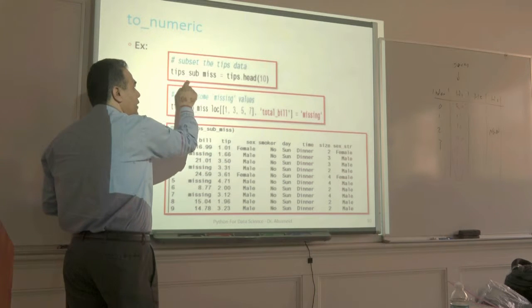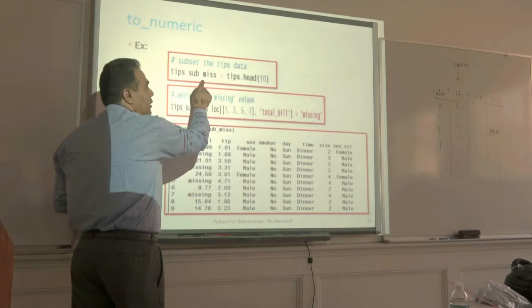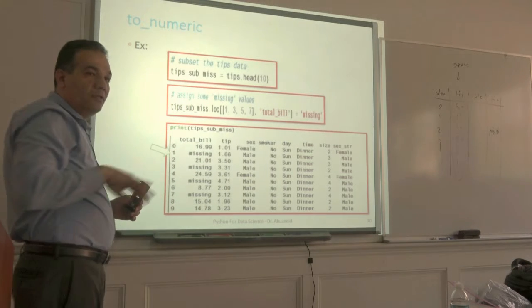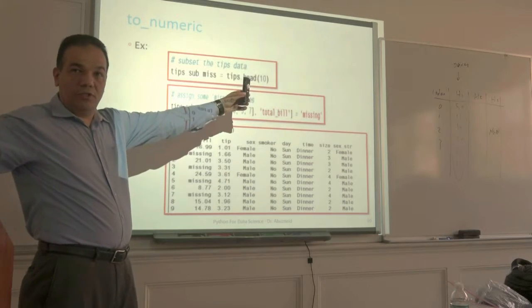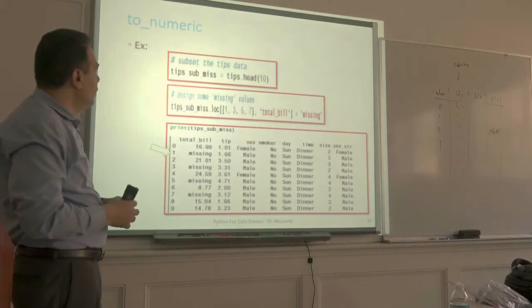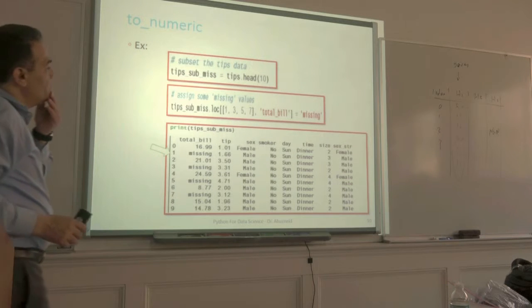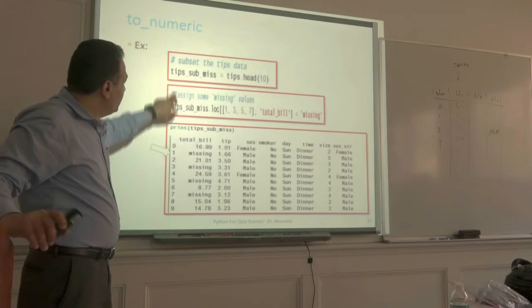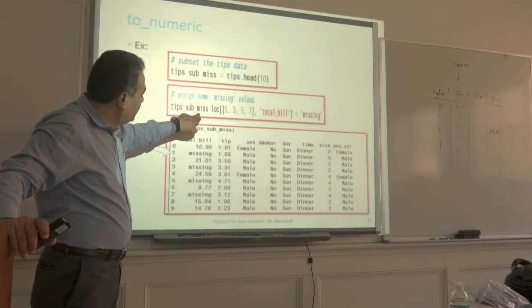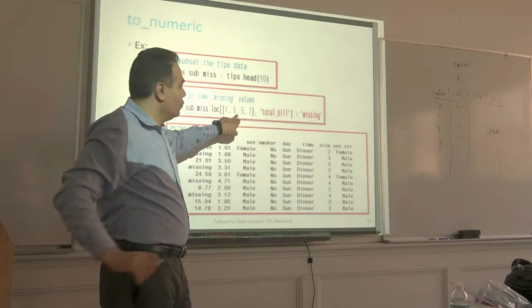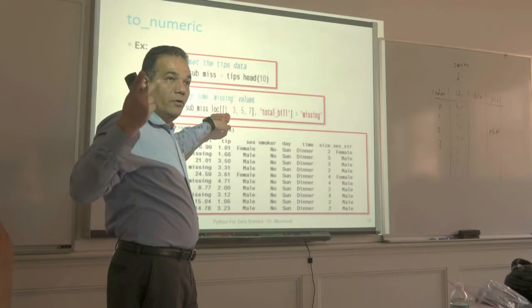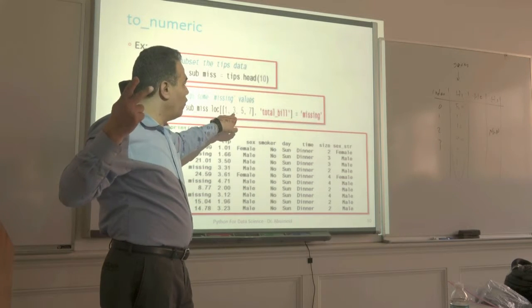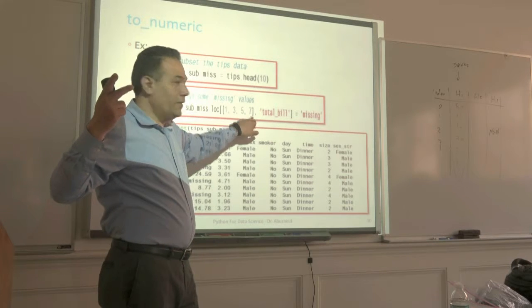I'm calling it tips_sub_miss, and it has how many lines? Ten lines only. So from a huge data frame, I'm creating a small data frame. Then assign some missing values. So for tips_sub_miss, I'm using locations 1, 3, and 5. So row 1, which is what? Row number 2, because we're counting from 0: 2, 4, 6, and 8.